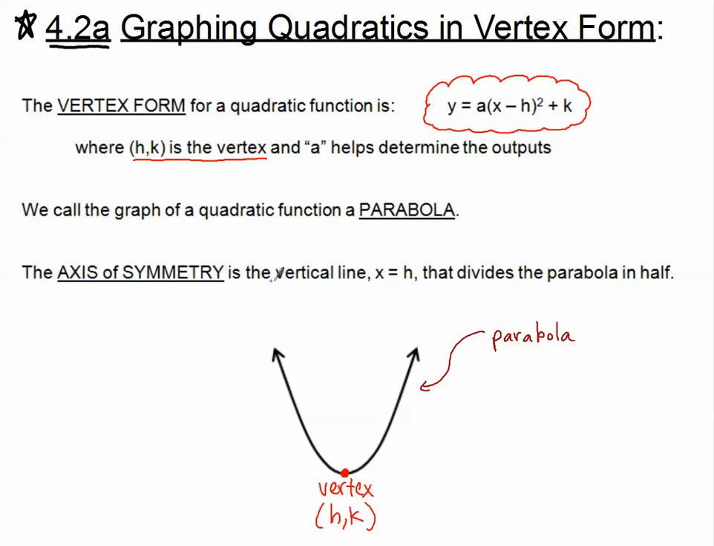The axis of symmetry is the vertical line x equals h that divides the parabola in half. The axis of symmetry will always be a vertical line for our functions, and that means that it will always be an x equals equation. It happens to always be the value of h. Whatever the value of h is, x equals h will be our axis of symmetry. Some people like to dot that in. It cuts the parabola exactly in half. It's a vertical line. It is the axis of symmetry.